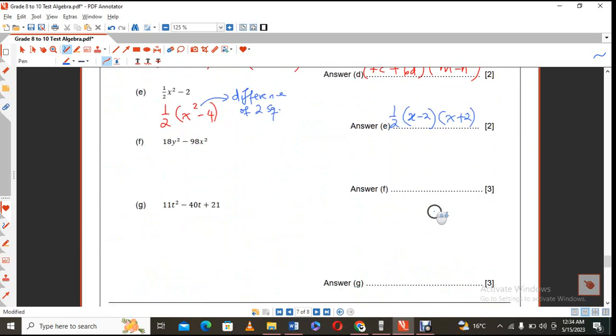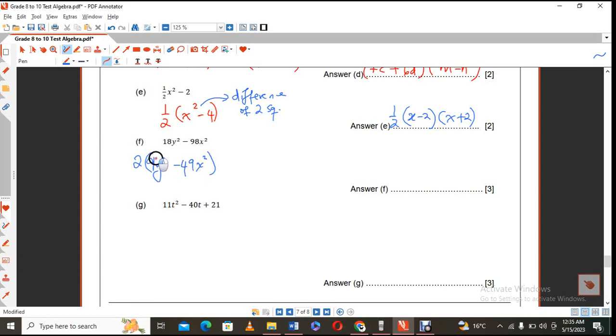Then the part F, you have 18y squared minus 98x squared. Those squares are giving you a hint, but you can't generally say, just by looking at it, this is the difference of two squares. But there is something you can do with 18 and 98, and that's you can extract 2. Half of 18 is 9. Half of 98 is 49, right?